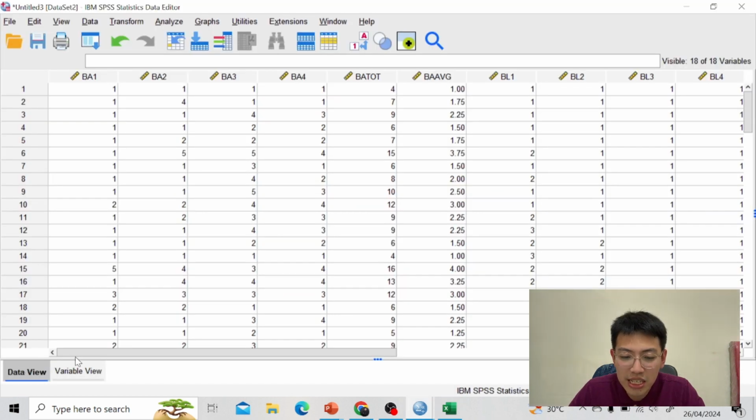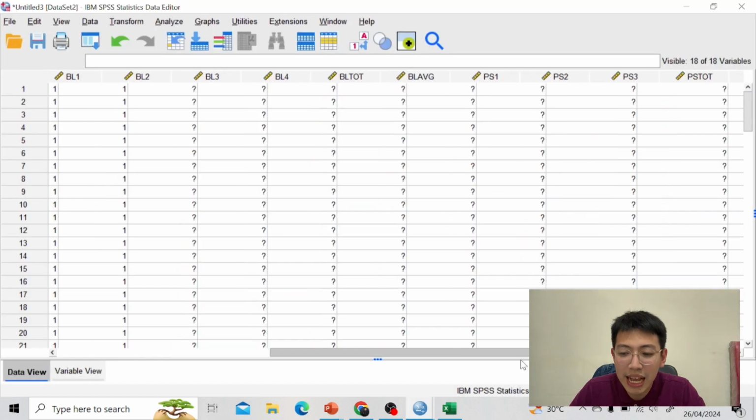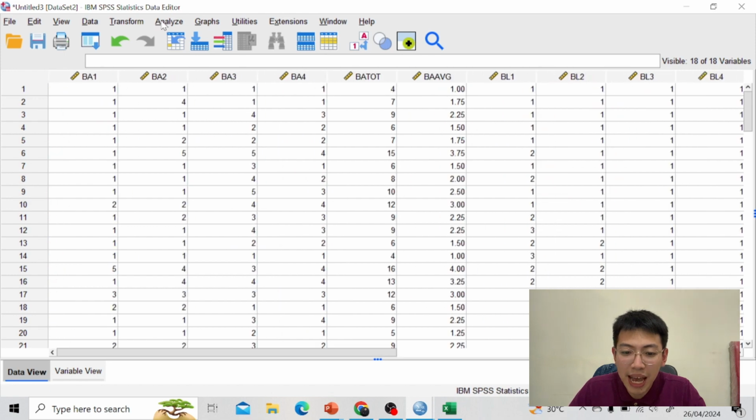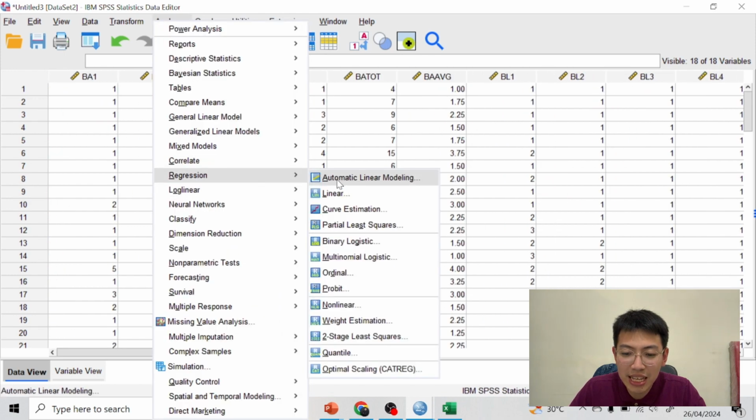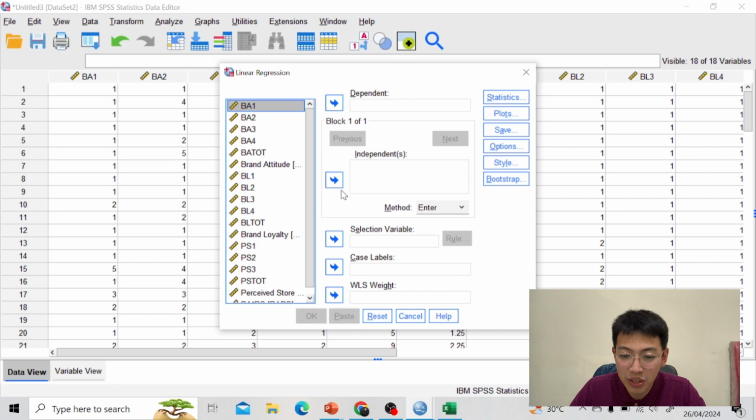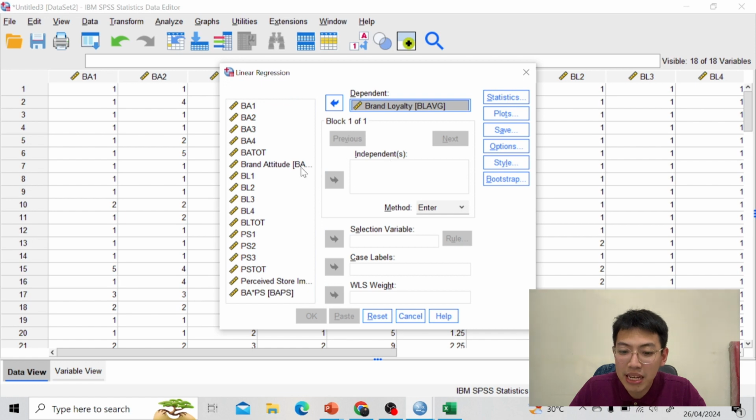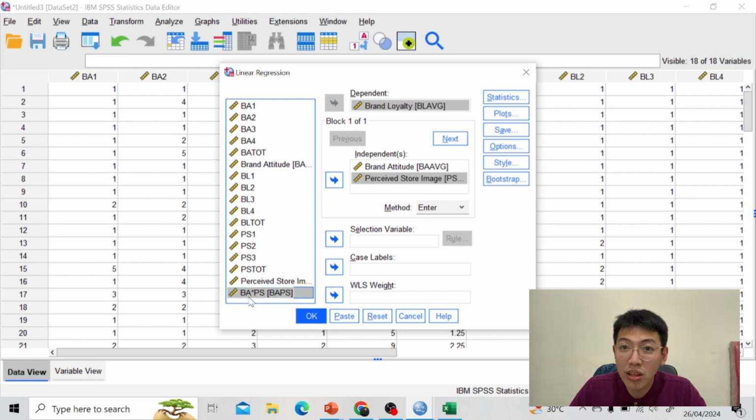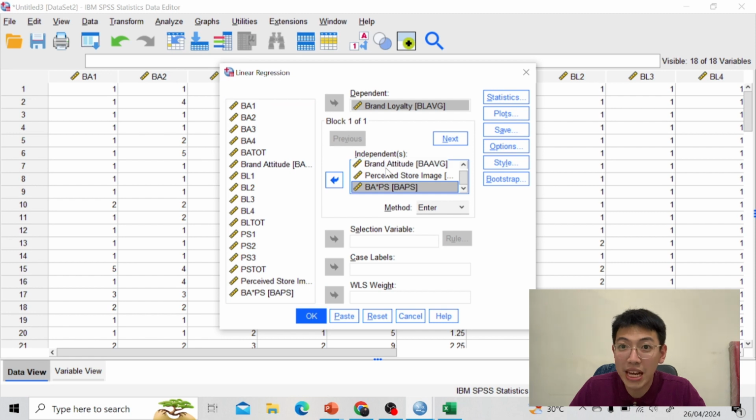Okay, so this is the data already inputted in the SPSS. It will be analyzed, regression, linear as usual. Okay, and then the dependent variable will be the brand loyalty. The independent will be brand attitude, perceived store image, and also brand attitude multiplied by perceived store image. Yeah, don't forget the previous model that we have discussed previously.